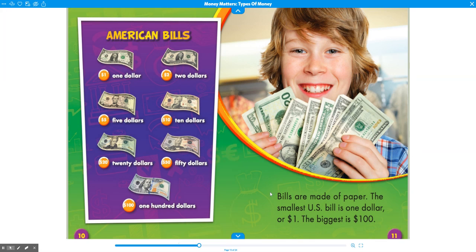Bills are made of paper. The smallest U.S. bill is $1, or you could write it like this, $1. The biggest is $100. Here are the American bills that we have, the $1, $2, which you don't see too often, $5, $10, $20, $50, and $100.